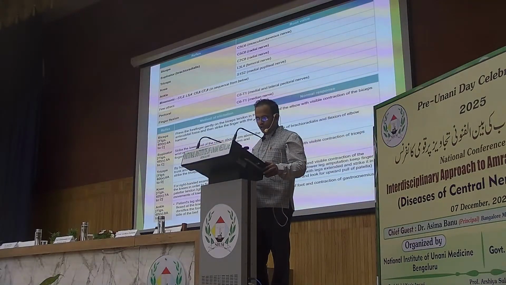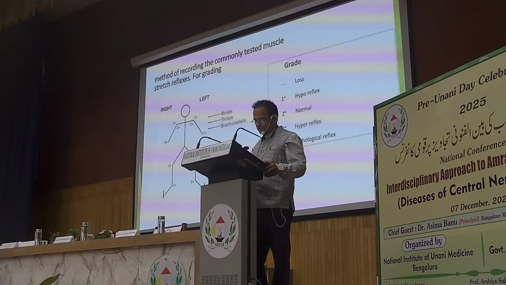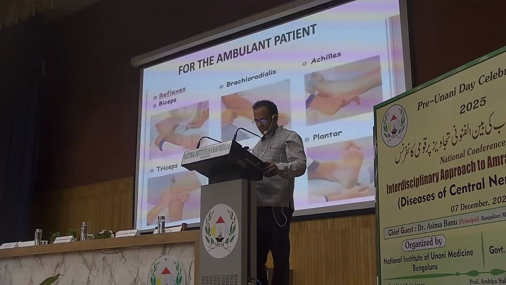The root values: biceps C5 C6, supinator C5 C6, triceps C8 T1. Some books also say C7. Knee is L3, L4, and ankle is S1, S2. So how do we grade the reflexes? Grade 0 is absent, grade 1 is sluggish, grade 2 is normal, grade 3 is hyperreflexia, grade 4 is very brisk. Some books say grade 5 is brisk with clonus. So this, I think, everyone knows.